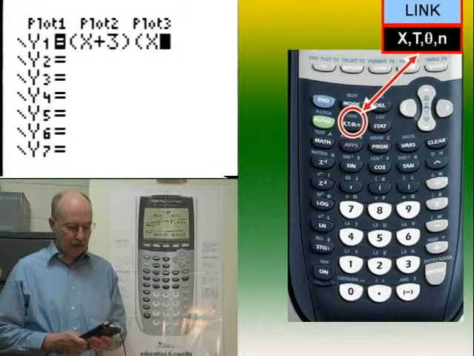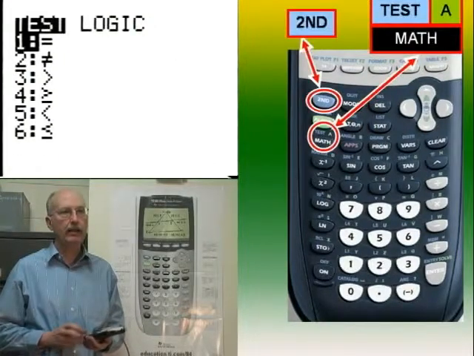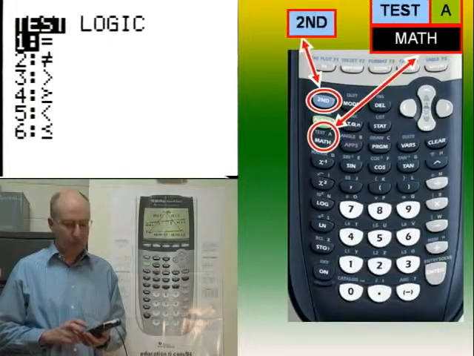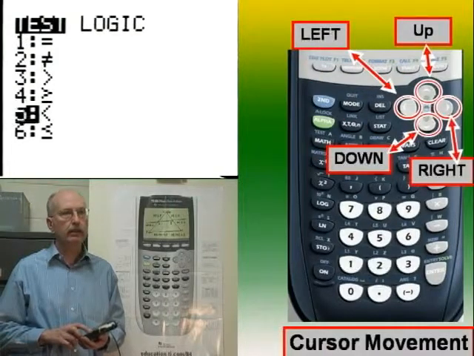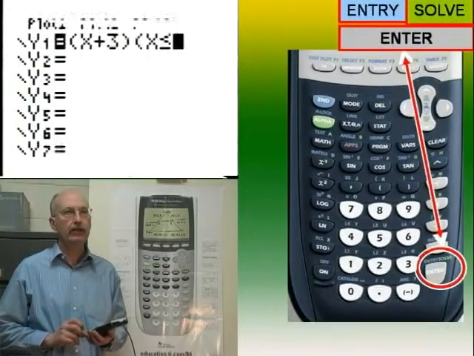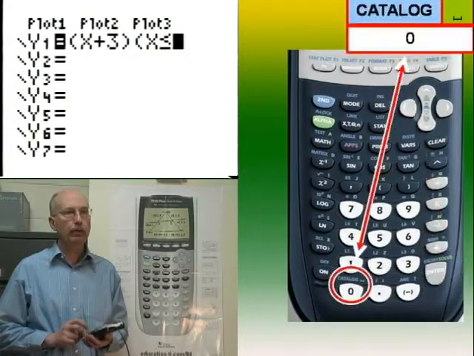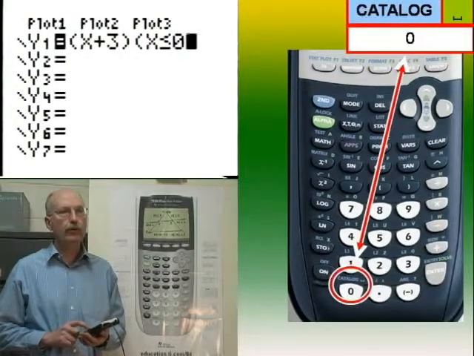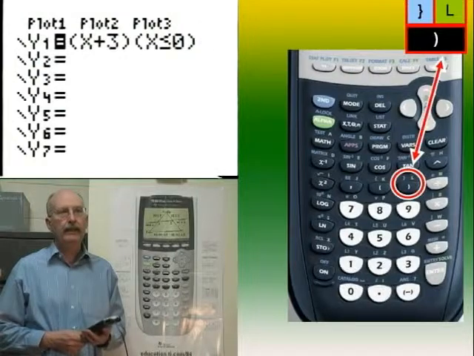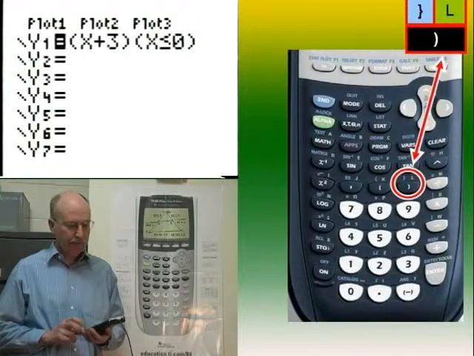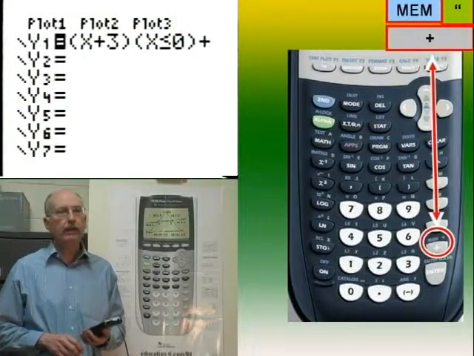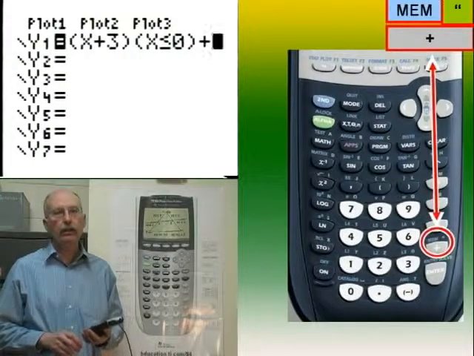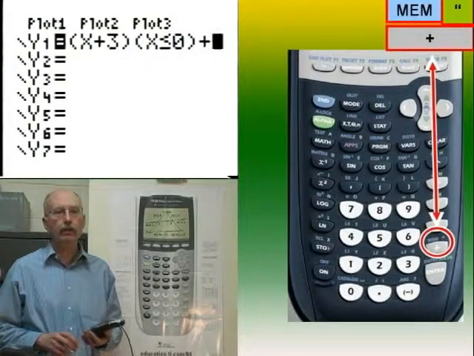So we're going to put in X,T,theta,n. We're going to go second test, which is on the math key. We want less than or equal to, which is number 6. We scroll down and press enter, and we said less than or equal to 0. And then we're going to close that parentheses. Now we're going to add the next function. And the next function said it was just the value 3 when x was between 0 and 2.